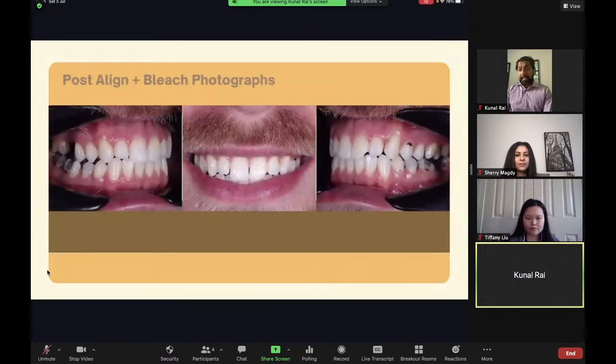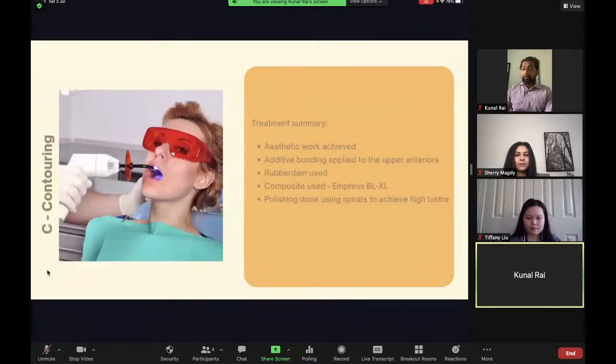So this is the end of the A and B concept. The teeth are now aligned, and they look much whiter in color. Then we moved on to the final stage of the ABC concept, contouring. Here we used composite, and aesthetic work was achieved.